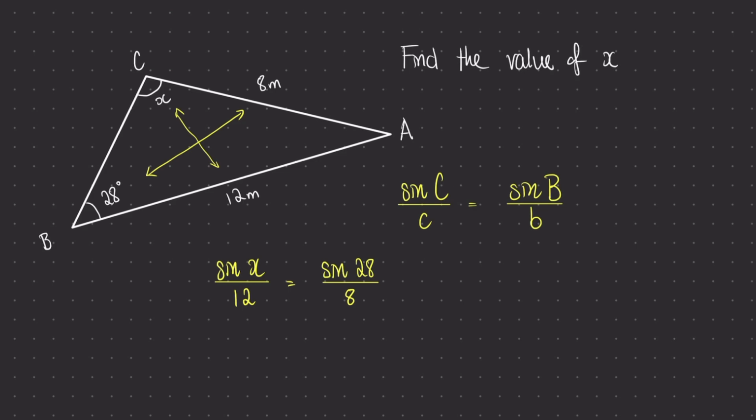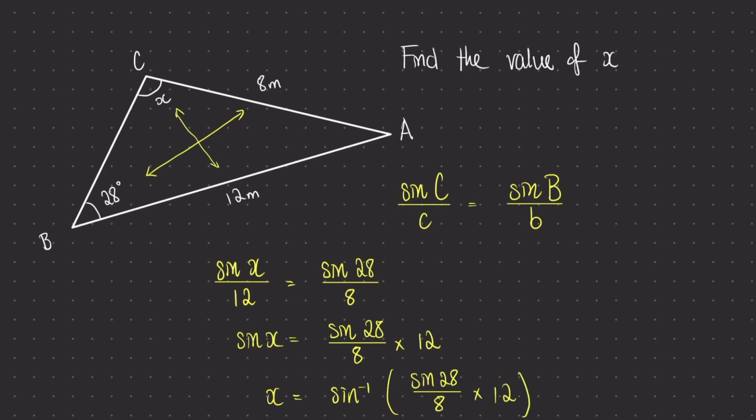I can multiply both sides of this equation by 12. And now I can apply inverse of sine to both sides of the equation. Applying that on the left will just leave us with x by itself, and I'm going to need this big bracket with inverse sine on the outside and whatever was in that right-hand side on the inside. So at this stage, I can just place the right-hand side of this equation into our calculator.